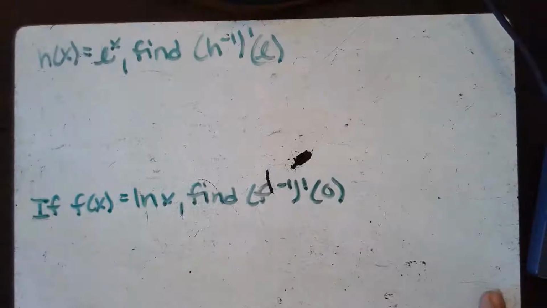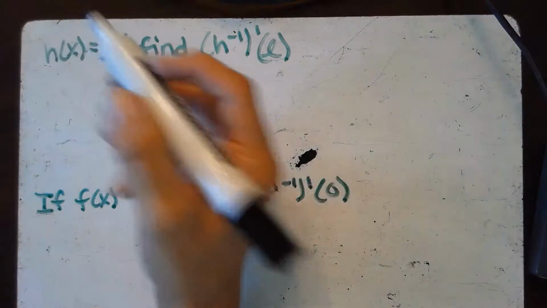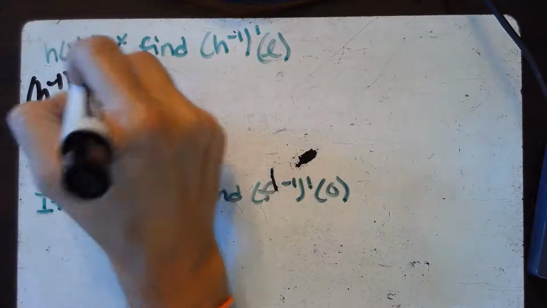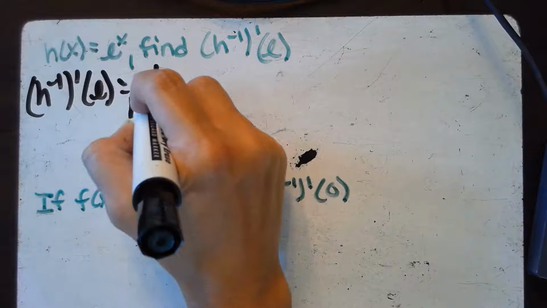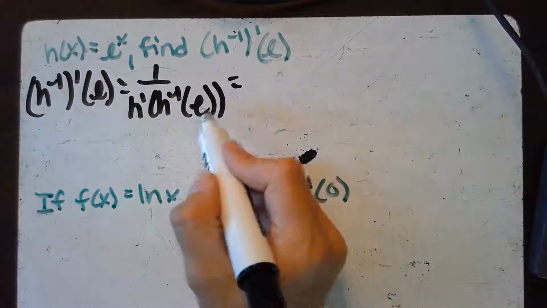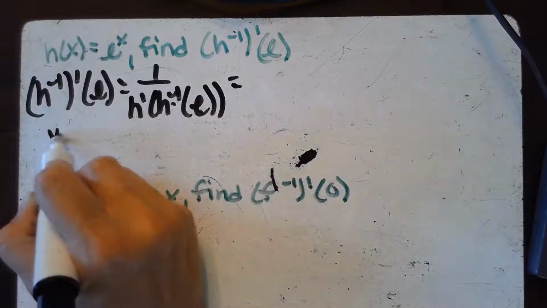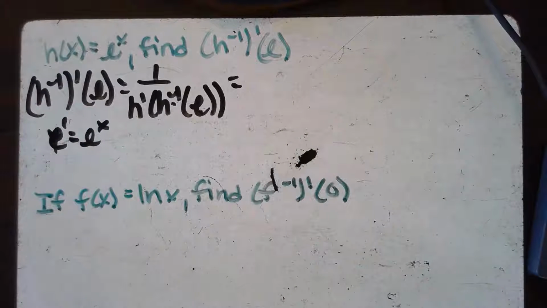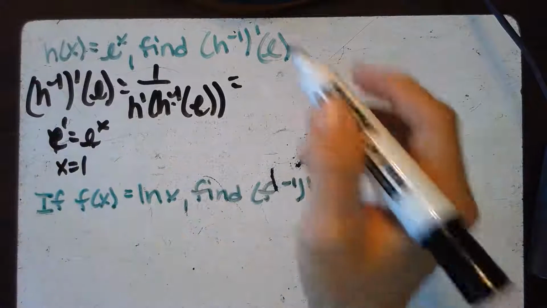All right, and I've got 2 more. And you'll notice these two are a little bit different because I got e to the x and ln of x. So make sure you see these. So this is going to be 1 over h prime of h to the negative 1 of e. Here, this is x for the inverse, so that must be y. So e equals e to the x. You can take the natural log of each side, but if I have the bases that are the same, this exponent's 1, so x just equals 1.